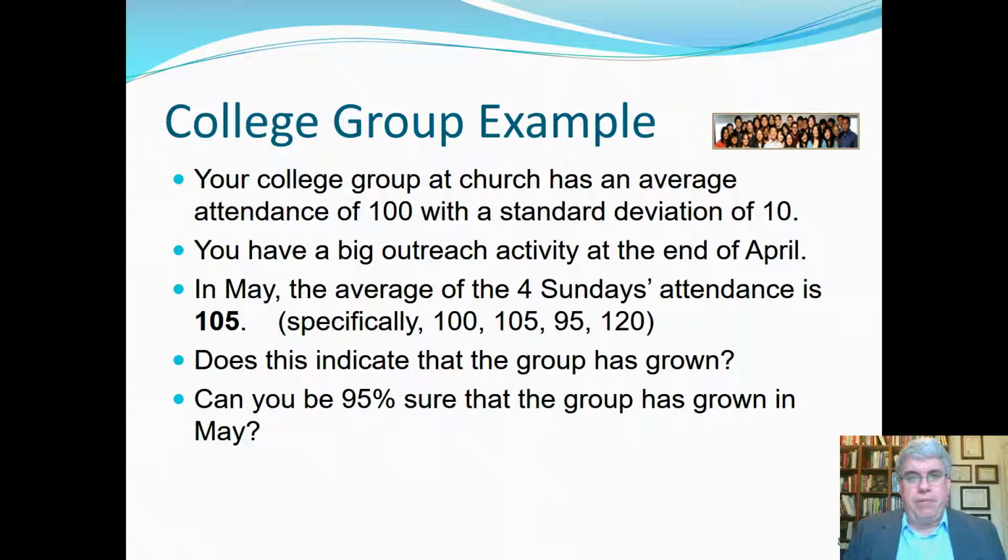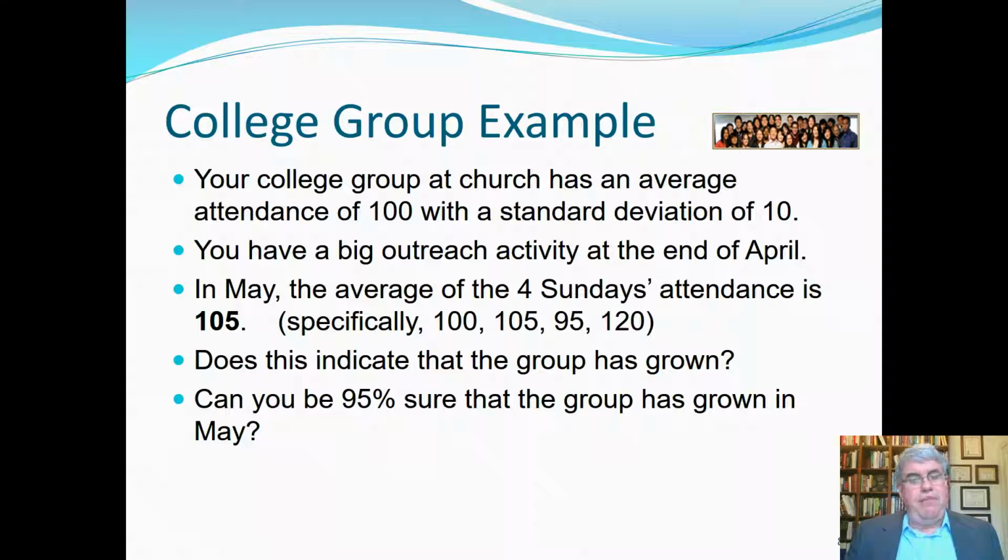So this college group that we're imagining has an average attendance of 100 with a standard deviation of 10. So usually there's between like 90 and 110 people. They have a big outreach activity to attract new people to the group at the end of April. In May, they start measuring the attendance, and it's 105. Specifically, it's 100, 105, 95, and 120 for those 4 Sundays in May. So they've gotten a sample of how the group might have changed.